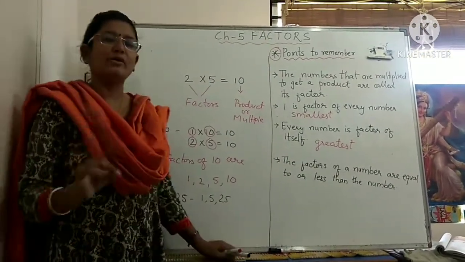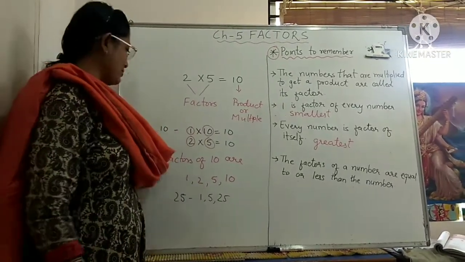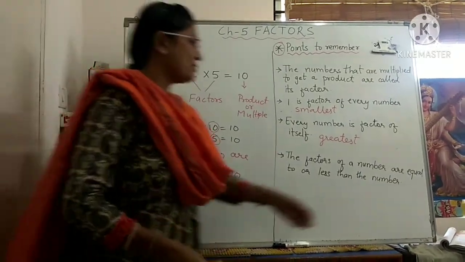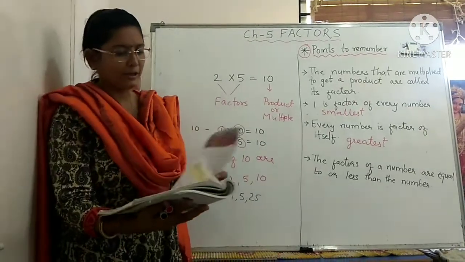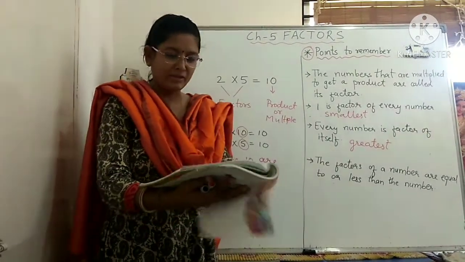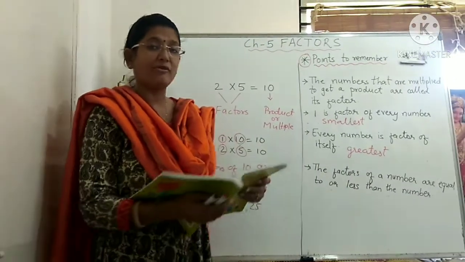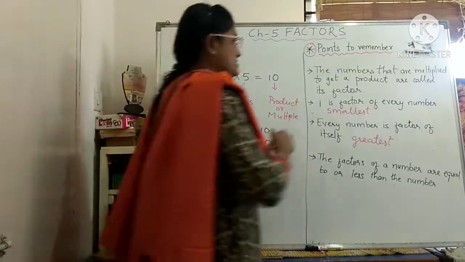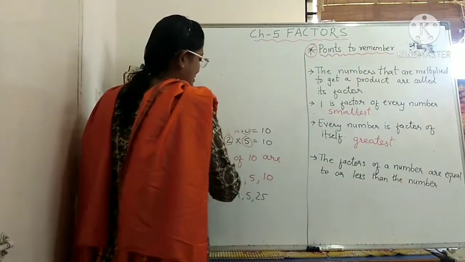Meaning, factors will always start with 1's table and you have to end with the same number as a factor, right? This was the explanation part of the factors before starting the exercise, okay? And after this, we'll start the exercise. There are two different methods of finding the factors, that is the multiplication method and the division method. Let me explain that also and then we'll continue with the new exercise, right?